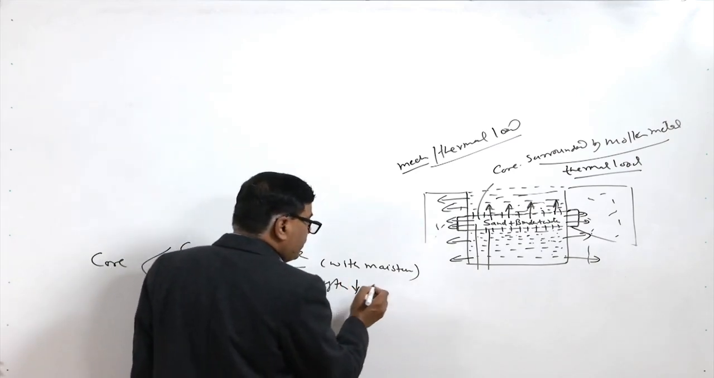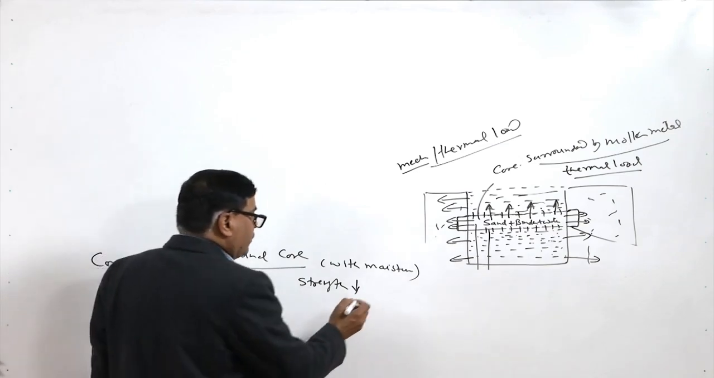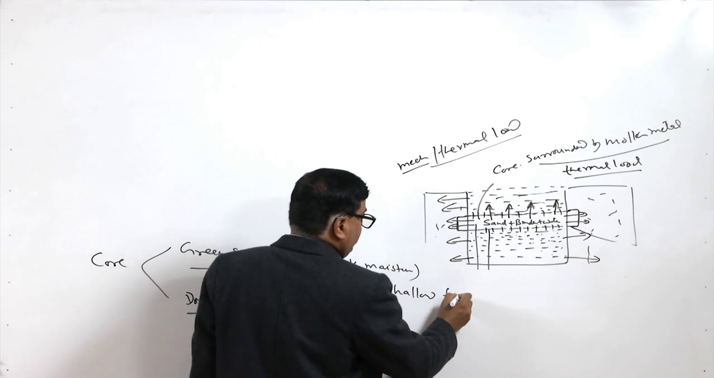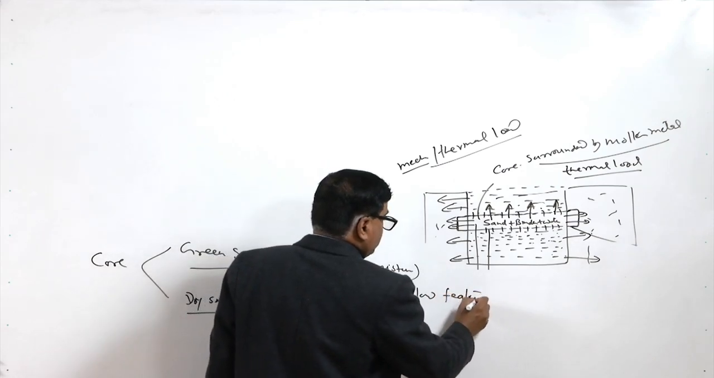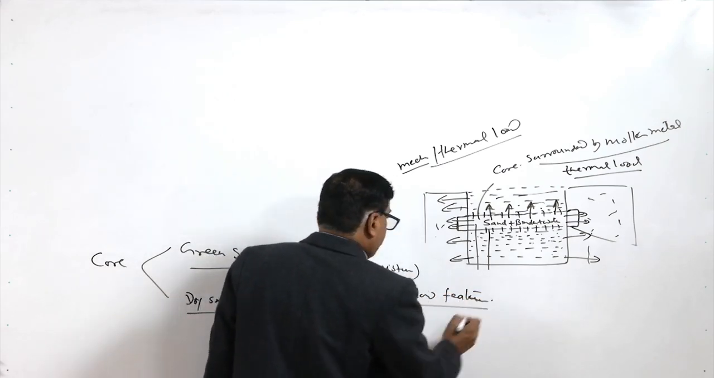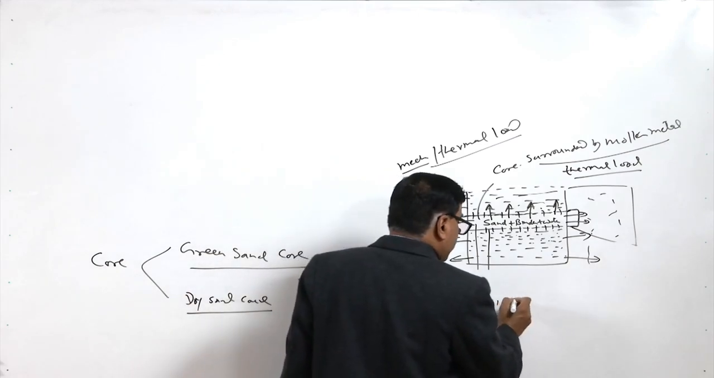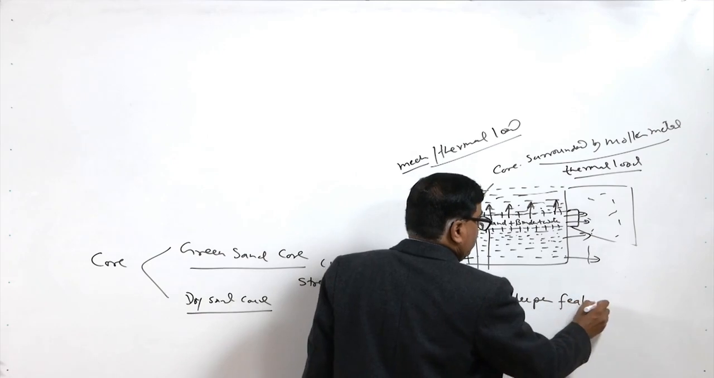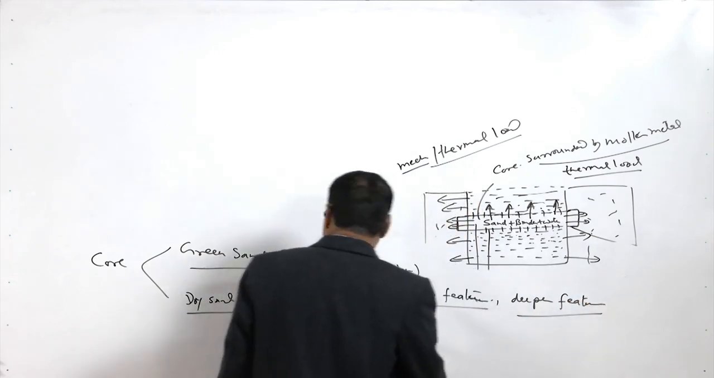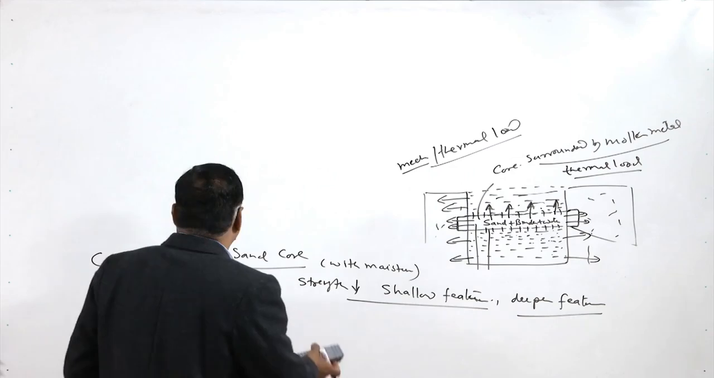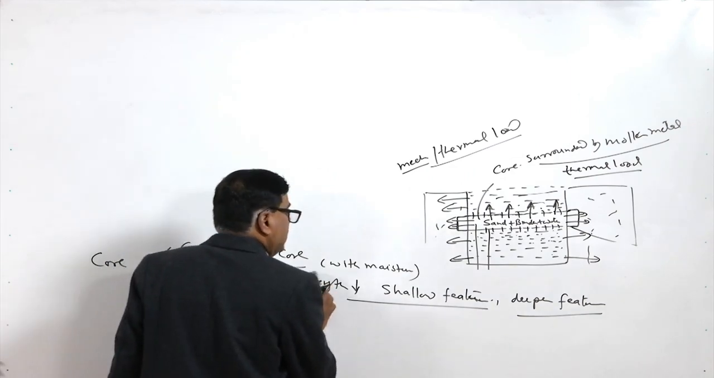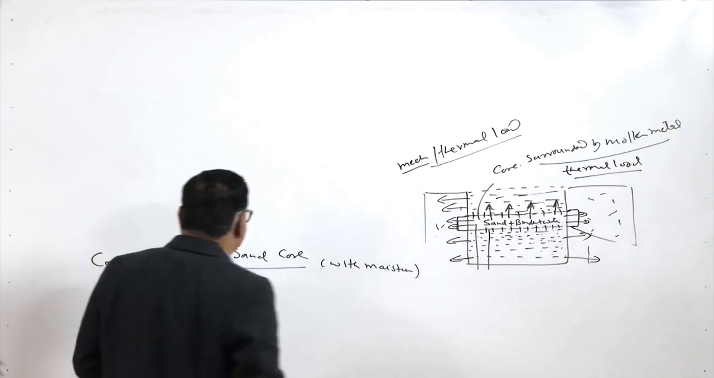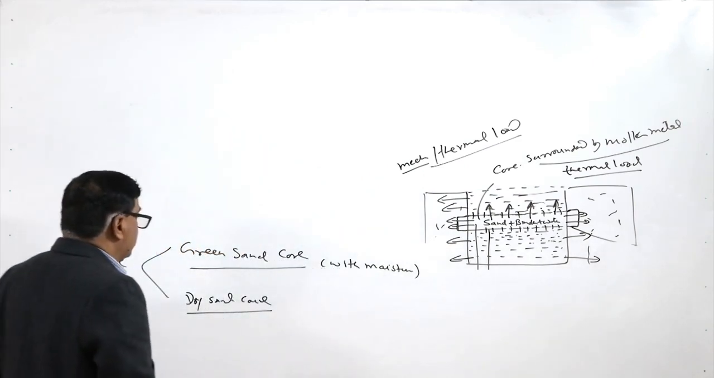So, here since it is with the moisture, the strength of the green sand core is less, and therefore it is normally used for producing shallow features, because when efforts are made for deeper features, the cores have a tendency to break. Therefore, limited depth features are produced with the help of green sand cores.